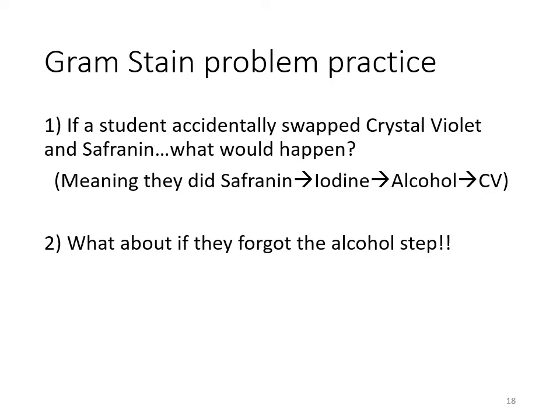So what happens when you try to add safranin or a counter stain at the end? Can't enter any of those cells, right? Because all of those cells are still full. So at the end of this gram stain, everyone's cells, both gram positive and gram negative, would be purple. And so this would no longer be a differential stain, but would instead act like a simple stain.